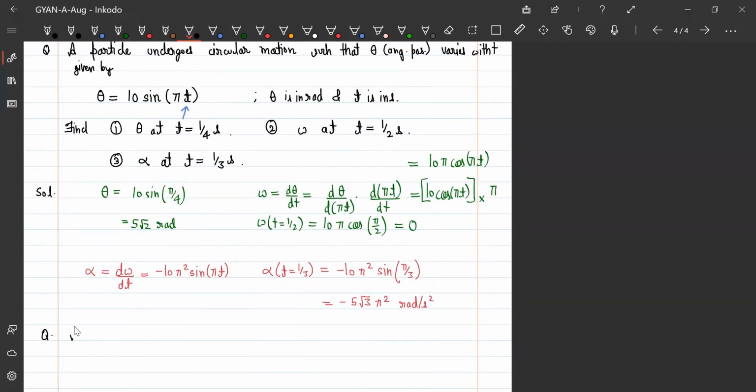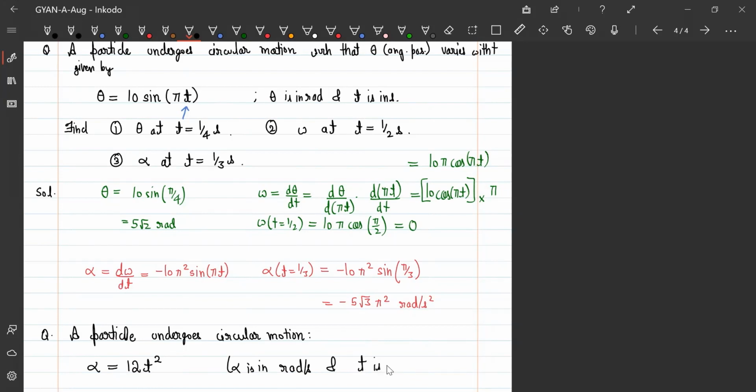Alpha is given, a particle is undergoing some circular motion. And alpha is given as a function of time. Alpha is written as 12 t square. Alpha is in radian per second square and t is in seconds.